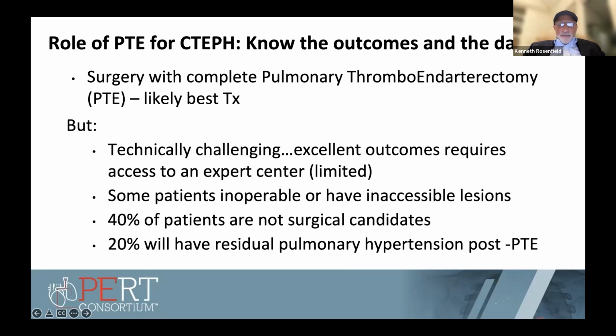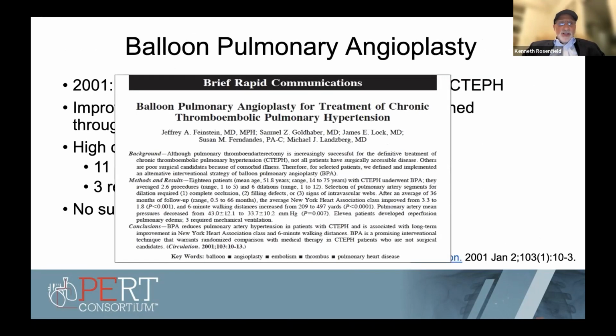But 40% of patients or so are not surgical candidates, even in the best of centers. Some are not operable, and 20% actually will have residual pulmonary hypertension post-PTE and might be candidates for an adjunct BPA, which, by the way, in that particular group of patients is really challenging, and you really need to know what you're doing in those patients.